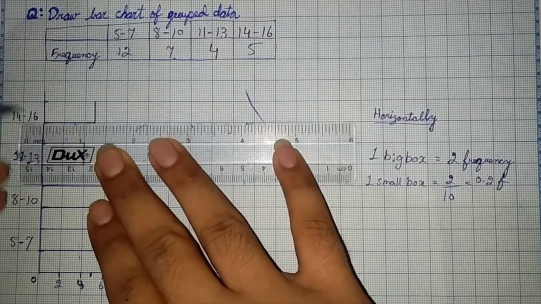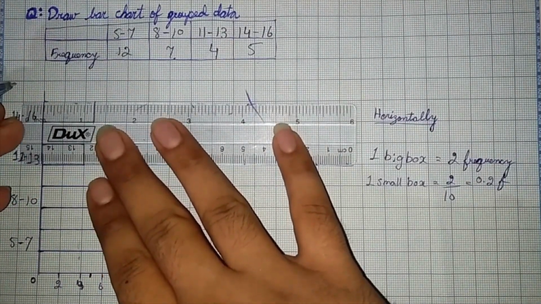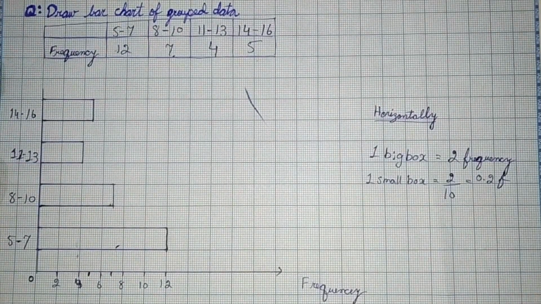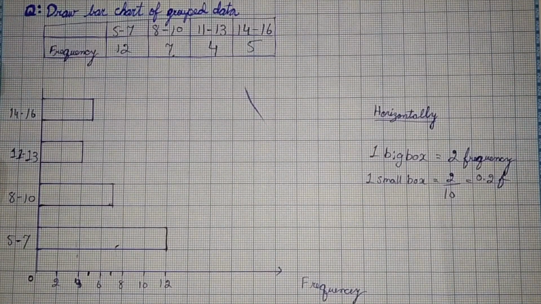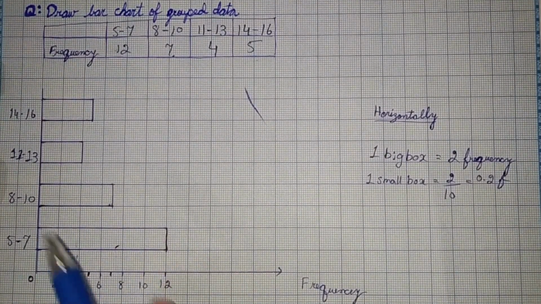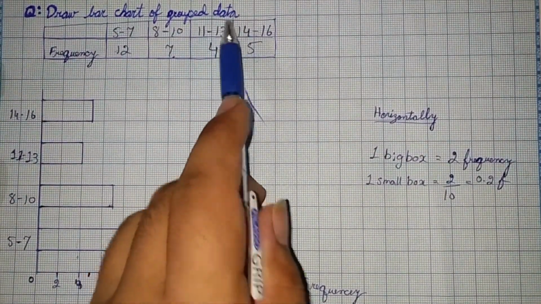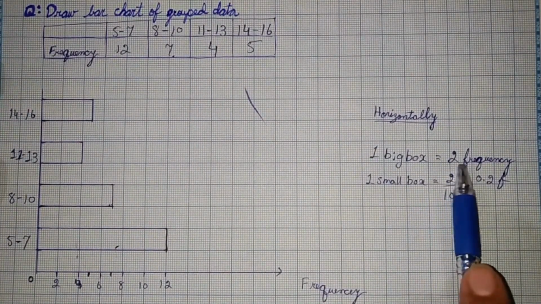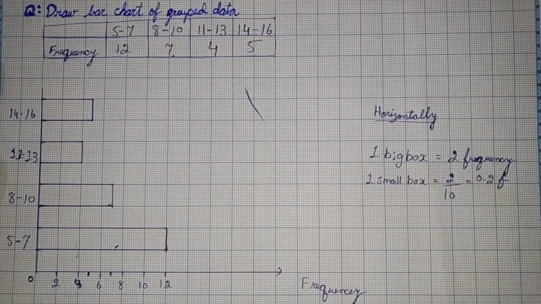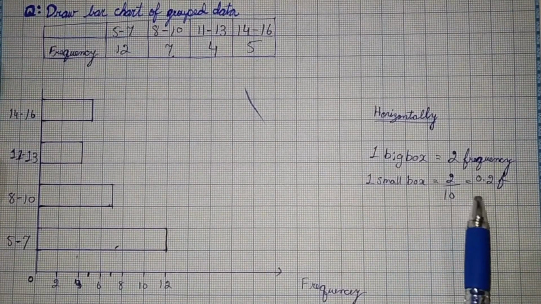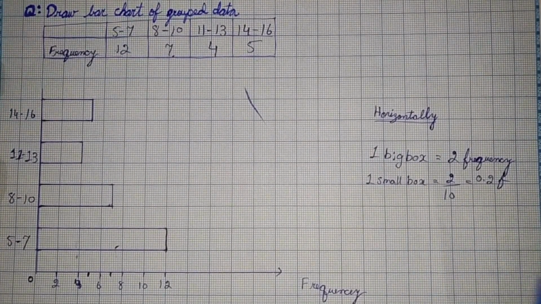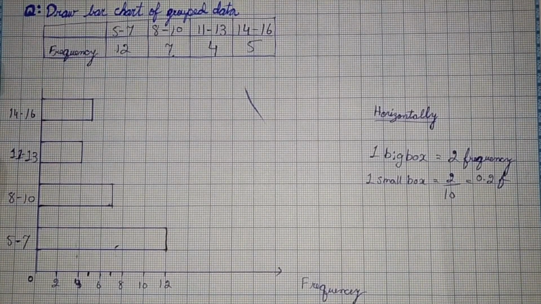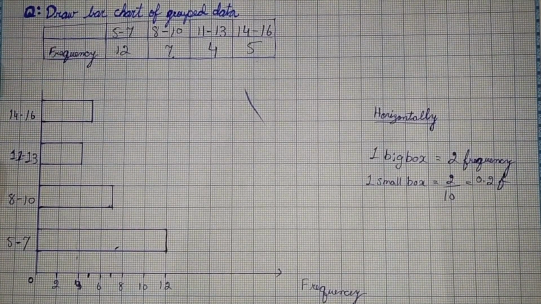Now I will draw this line and this line. Okay, now we have completed our bar chart, this horizontal bar chart of grouped data, in which one big box represents a frequency of 2 and a small box represents a frequency of 0.2. Clear? So now we have a bar chart of grouped data.